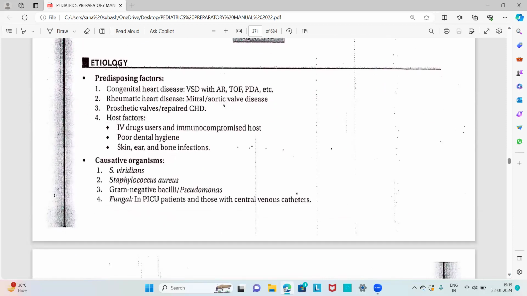Then about the etiology, that is, the predisposing factors for infective endocarditis. They are congenital heart diseases like ventricular septal defect with AR, tetralogy of Fallot and patent ductus arteriosus. Then rheumatic heart disease, that is mitral or aortic valve disease. Then prosthetic valves or repaired congenital heart disease, and host factors like IV drug users and immunocompromised hosts, poor dental hygiene, and skin, ear and bone infections. So these are the predisposing factors for infective endocarditis.